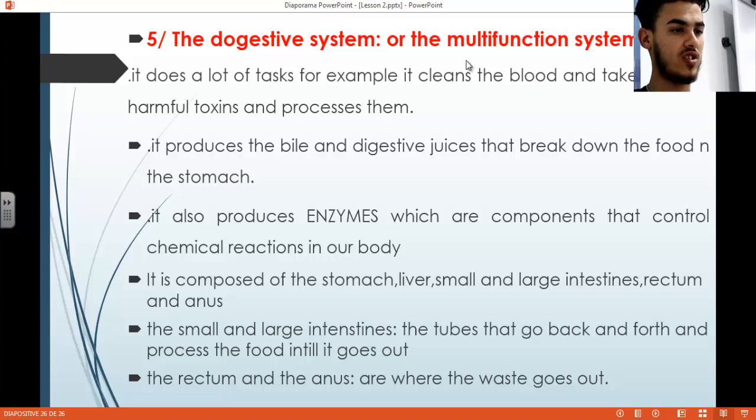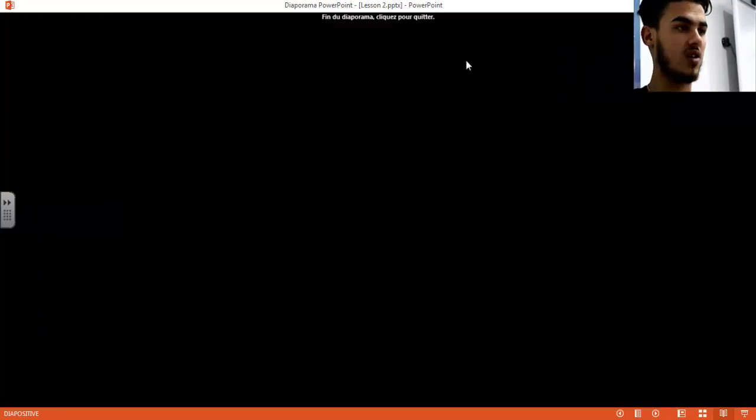It is composed of the stomach, liver, small and large intestine, rectum, and anus. The small and large intestines are the tubes that go back and forth and process the food until it goes out. The rectum and the anus are where the waste goes out.